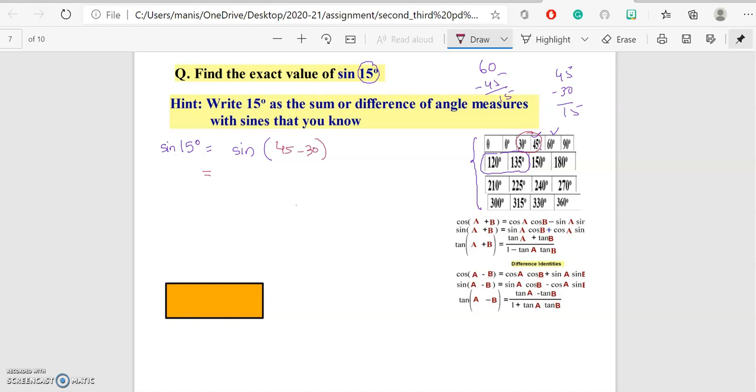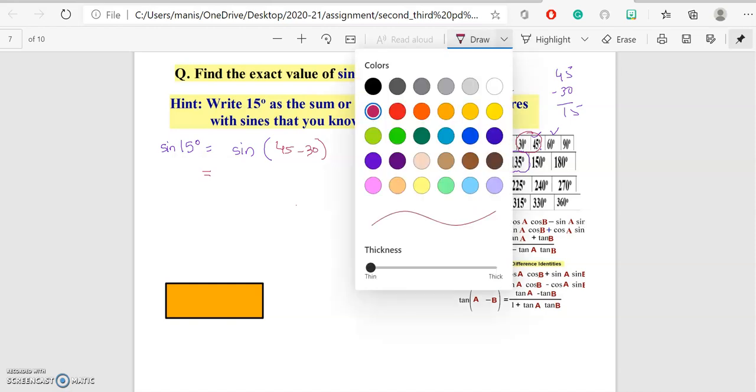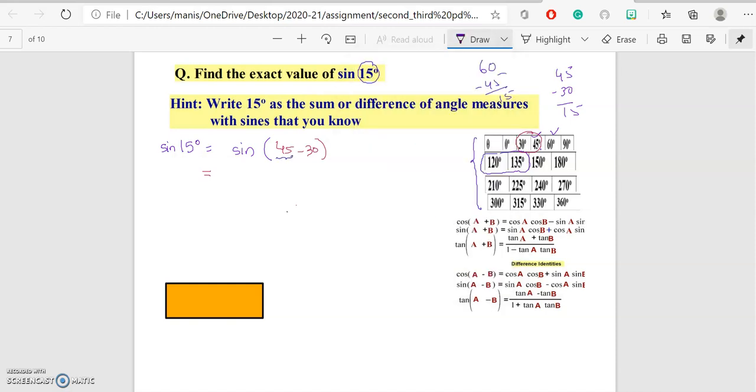Now the next step is you have to find out which formula you will use. Think like this: if I consider this as A and this as B, it is telling me I can use the formula for sine of A minus B. I gave you all the formulas in front of you so you can go back and check sine A minus B. We will use this formula. So what is the formula? Sine A cosine B minus cosine A sine B.